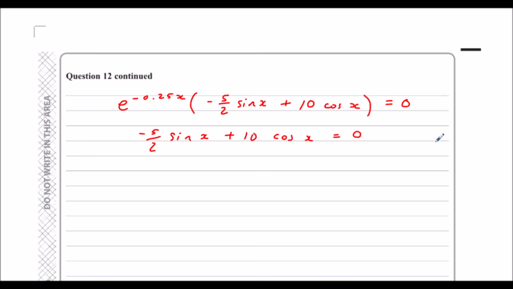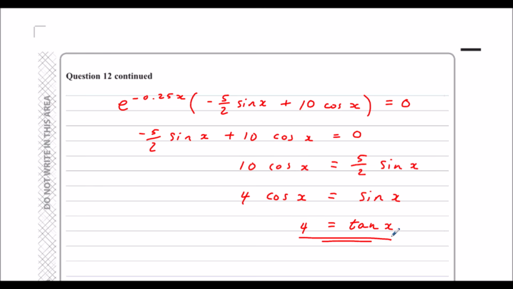And to solve this, we're going to add 5 over 2 sine x to both sides. So 10 cos x equals 5 over 2 sine x. Then we can divide both sides by 5 over 2. Or we could multiply both sides by 2 and then divide by 5. Or think of it as 10 over 2.5. So 10 divided by 2.5 is 4. So 4 cos x equals sine x. And we wanted a tan, and we can get tan with sine over cos. So divide both sides by cos x, and we get 4 equals tan x, and that's what we wanted.